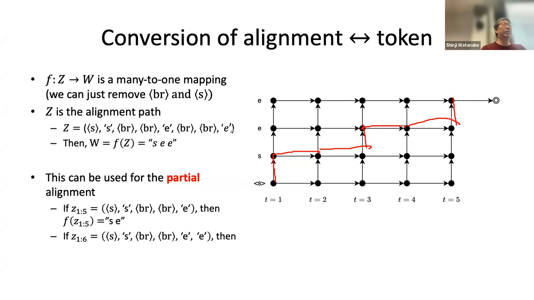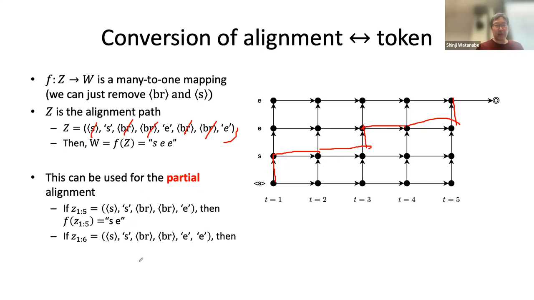And then from this path to the token sequence, the conversion is quite simple. We just remove this one, this one, this one, this one, and this one. And then we can recover the original sequence, SEE. Actually, the rule is simpler than CTC, right? In CTC cases, we have to take care of consecutive symbols. But in this case, it is obvious that we don't have to care about consecutive symbols, and we can get the symbols without complicated rules like in CTC.